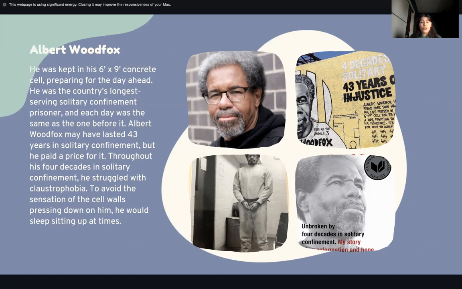Even now, having been released in 2016 on his 69th birthday, he still suffers with bouts of claustrophobia and oftentimes wakes up believing he is trapped in a cell and he has to try to escape. He is now a spokesperson who speaks out against solitary confinement and an advocate for better treatment of the inmates in prison.